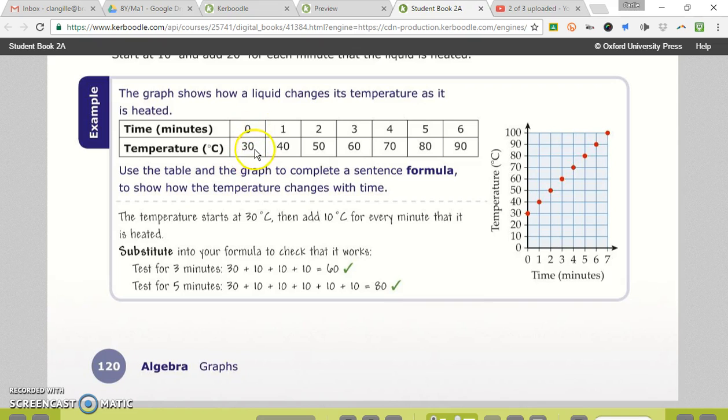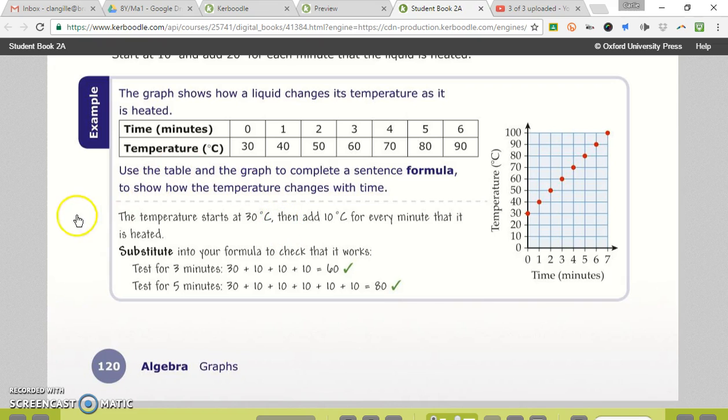Okay? Now, if we look at another example, this one is a little bit different. So this time we start at 30 and we go up by a certain number each time. So again, I want to figure out what that number is going to be. So I'm going to start 40 to 30, that's going to be 10. 50 to 40 gives me 10, 60 to 50 gives me 10. Okay, so 10 degrees Celsius for every minute that it's heated.